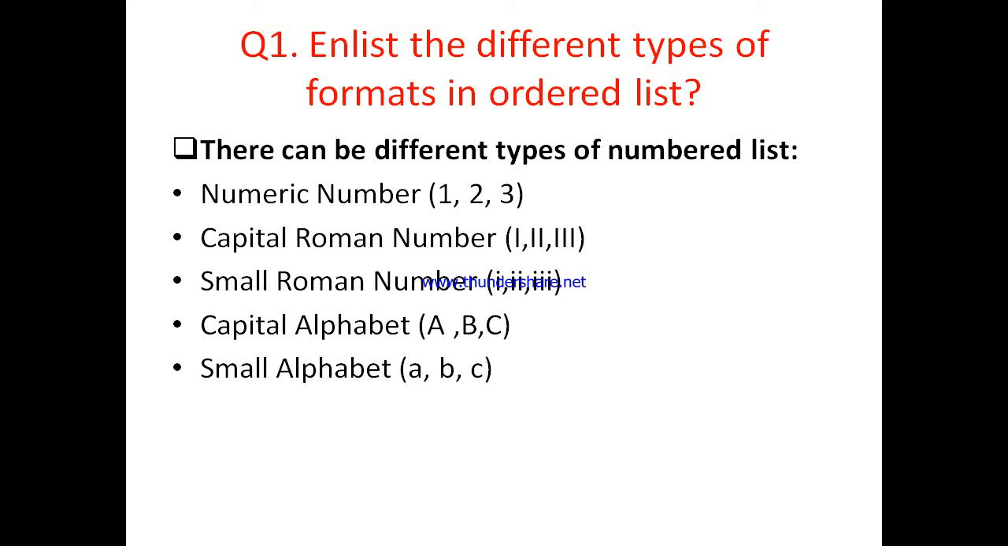Okay, now the next point is a question from the manual: list the different types of formats of ordered list. By default it is numeric, 1, 2, 3. Then Roman numbers, capital I, capital II, capital III, then small i, small ii, small iii. Then if you want capital alphabet, capital A, B, C, and if you want small alphabet, then small a, b, c. These are the different types of ordered list.